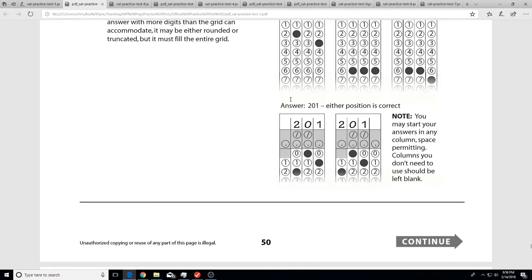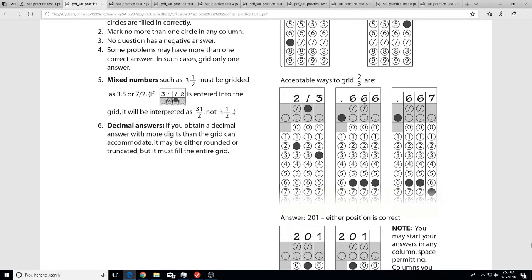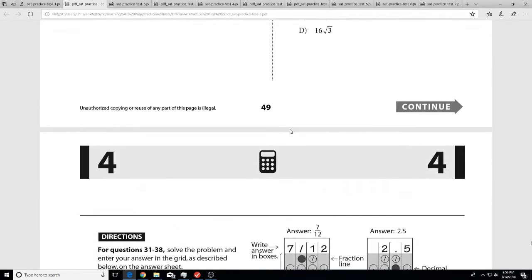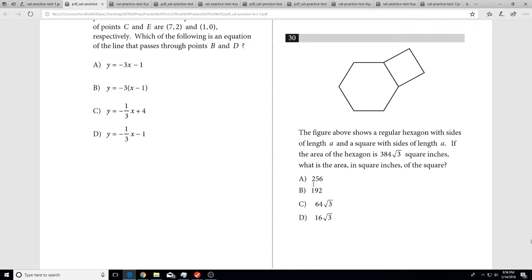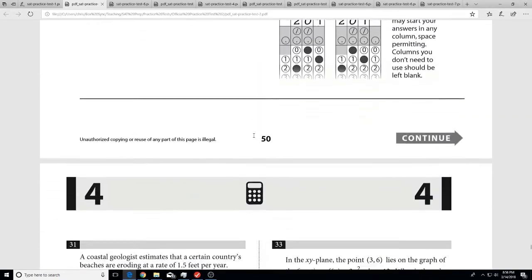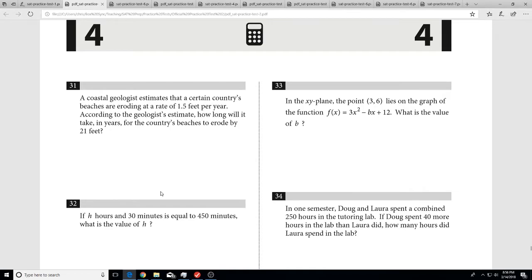But going back to guessing, if you have to guess on one of these questions where you have to grid in the answer, the likelihood that you're going to get this question right is very, very low, as opposed to the multiple choice questions where you have a 25% chance of getting it right. So this is why I tell the kids to start with these questions. Okay, if we look at this question right here, a coastal geologist estimates that a certain country's beaches are eroding at a rate of 1.5 feet per year. According to the geologist's estimate, how long will it take in years for the country's beaches to erode by 21 feet? Now that is a pretty simple question.